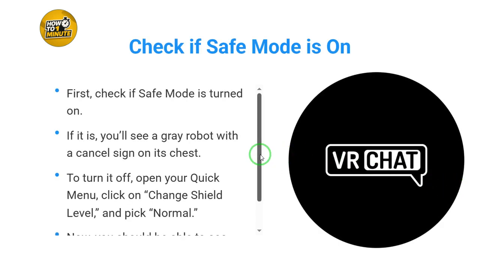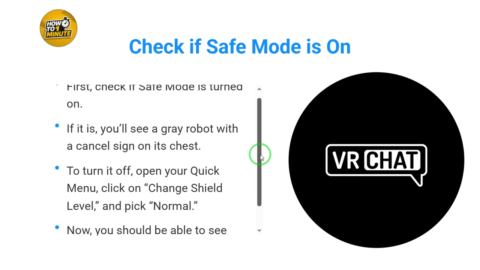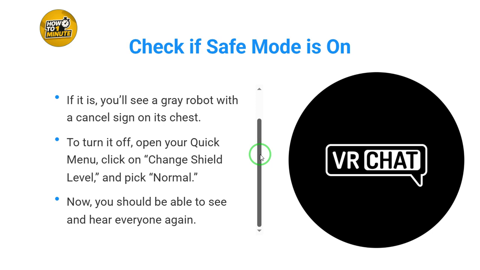If it is, you'll see a grey robot with a cancel sign on its chest. To turn it off, open your quick menu, click on Change Shield Level and pick Normal. Now, you should be able to see and hear everyone again.